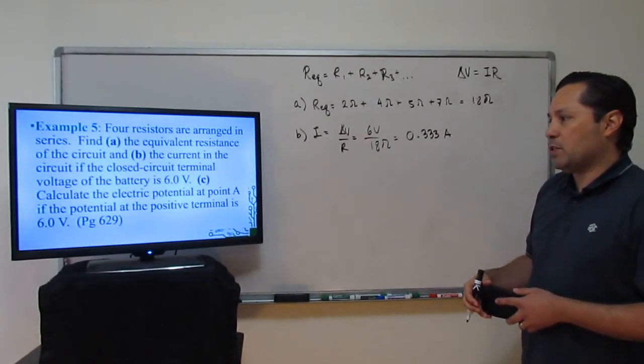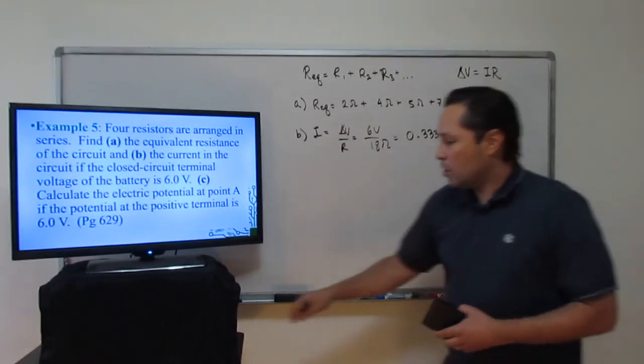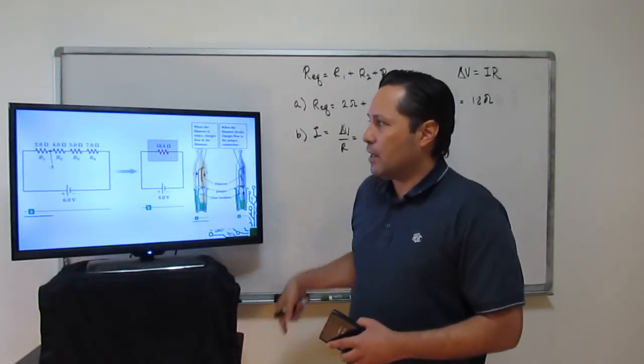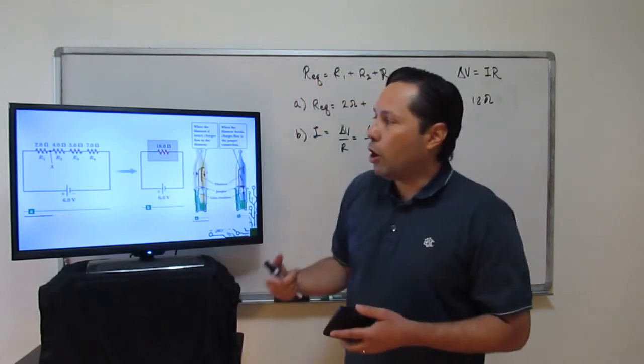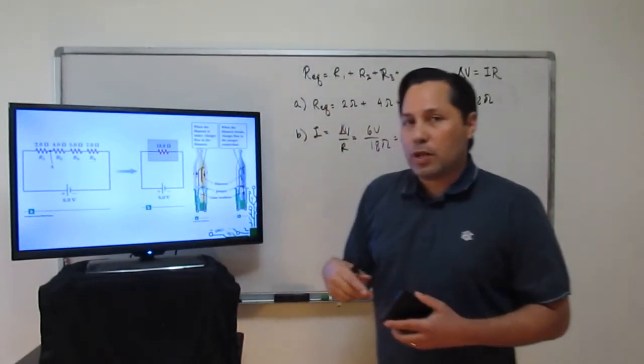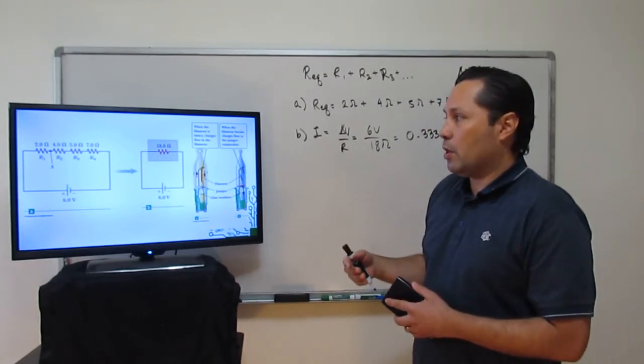Finally in part C, they ask you to calculate the electric potential at point A if the potential at the positive terminal is 6 volts. So where is point A exactly in our diagram? It's right there, so it's gone through R1 only. That's point A on our diagram, so again, only through the first resistor there.